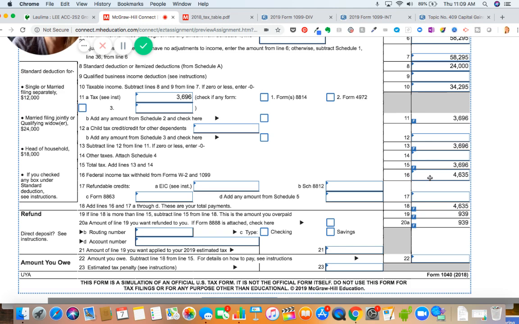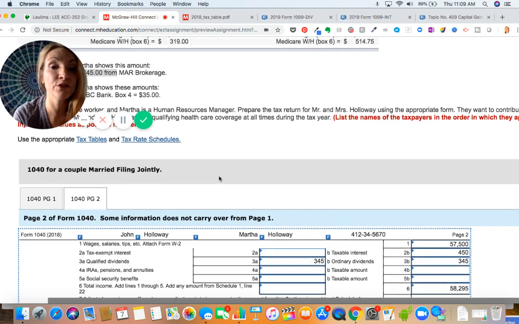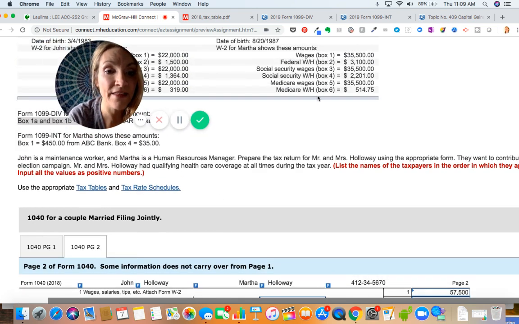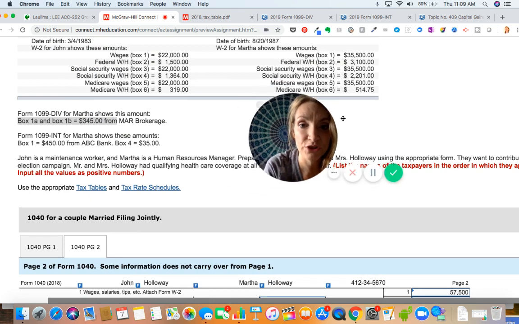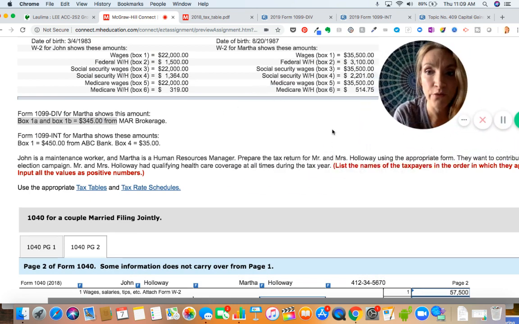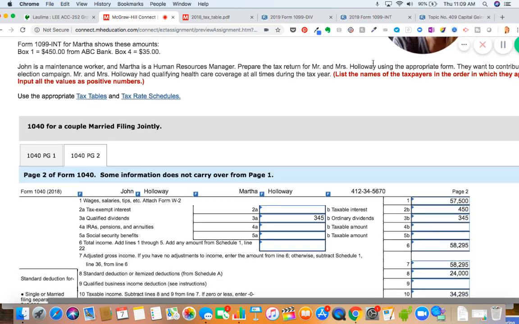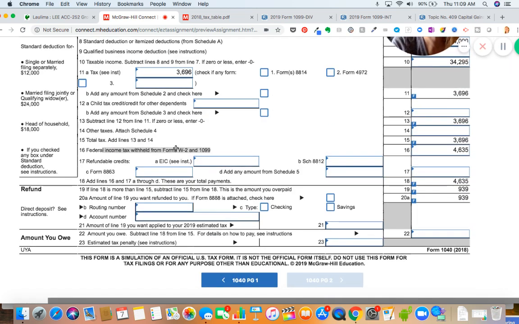And then on line 16, this is federal income tax withheld from forms W-2 and 1099. So like I said, you'll need to add together all of the withheld taxes from the W-2s, box 2, and the box 4 from 1099 INT. So you add all 3 of these together, and that is the amount that goes here for any W-2s withheld and any 1099s withheld. And then you subtract out the difference. And of course, in this case, we have a refund of $939.